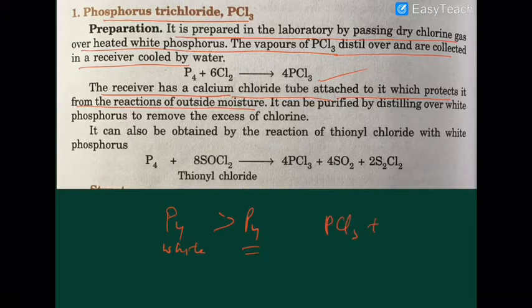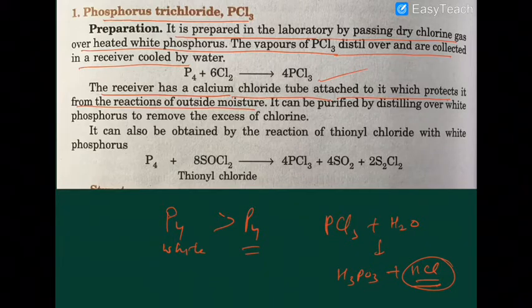Why? Because PCl3, when it reacts with moisture, undergoes hydrolysis to give H3PO3 plus HCl. The formation of this HCl is the fumes. That's why PCl3 during preparation should be kept with calcium chloride, otherwise it will react with the outside moisture and undergo hydrolysis to give H3PO3 and HCl.